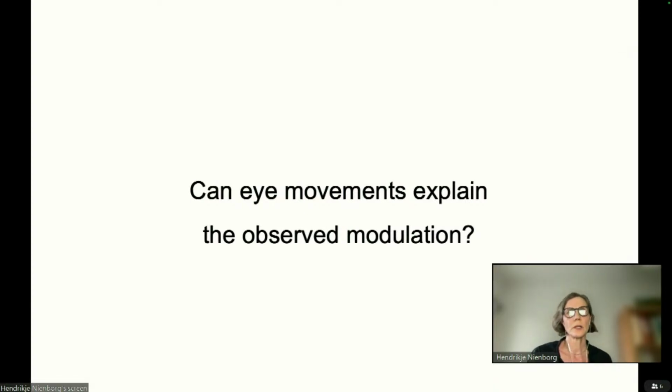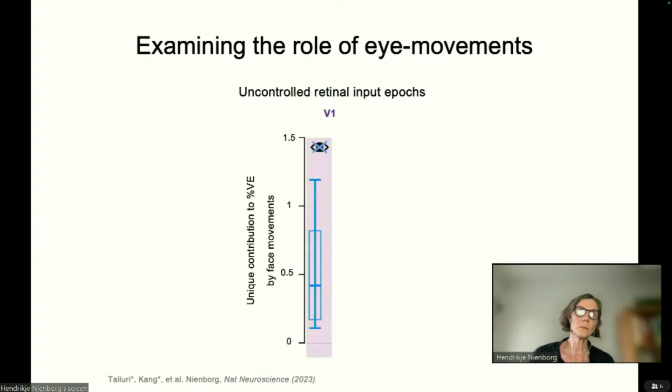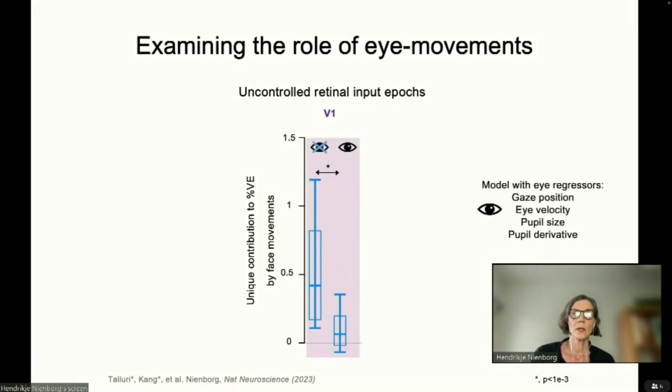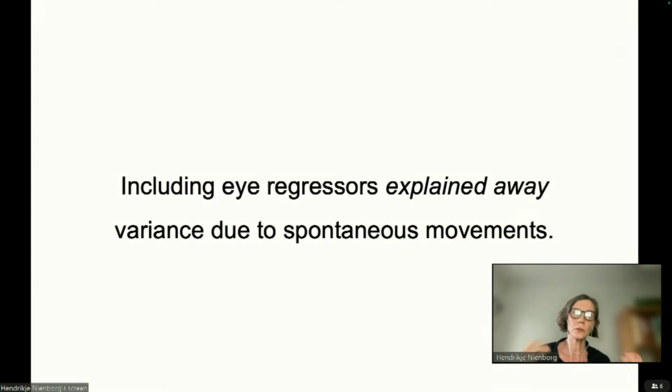Now, to address this, we did an additional analysis. So we had measured the eye movements separately, but in the previous analysis we had not put them into the model as additional regressors. But when we did so, that substantially reduced the variance previously captured by this camera pointing at the face. So including these eye regressors really explained away the variance due to these spontaneous movements.